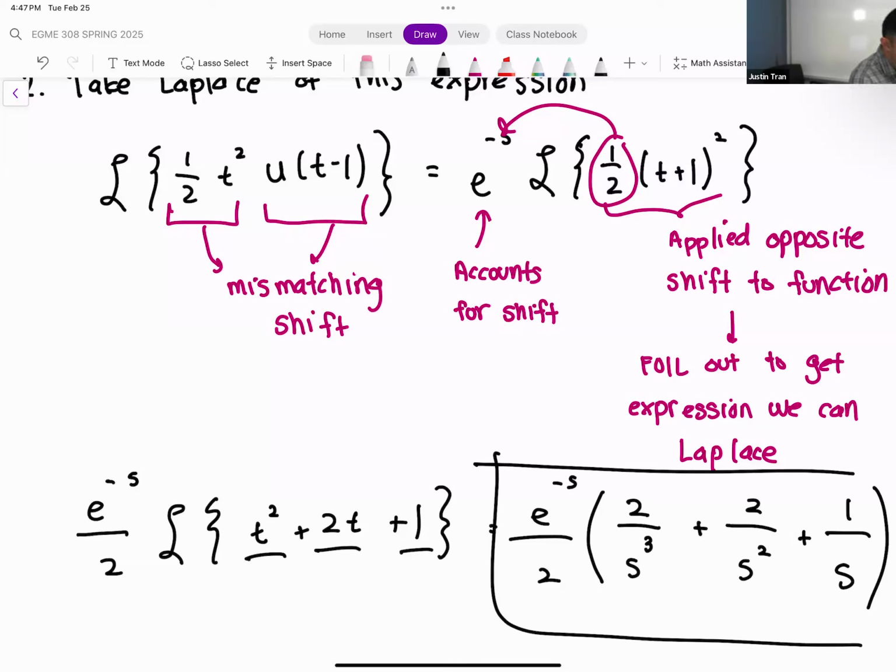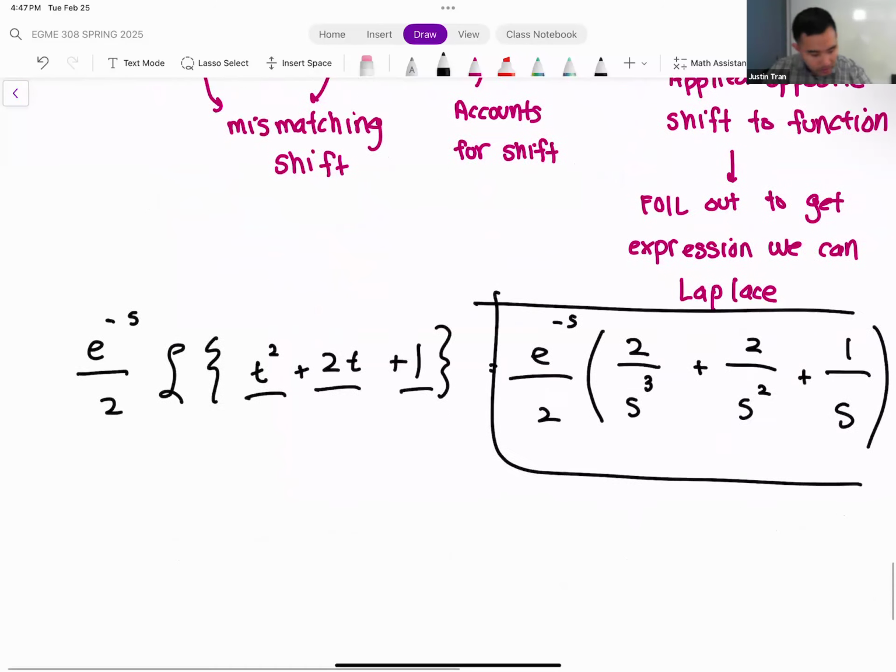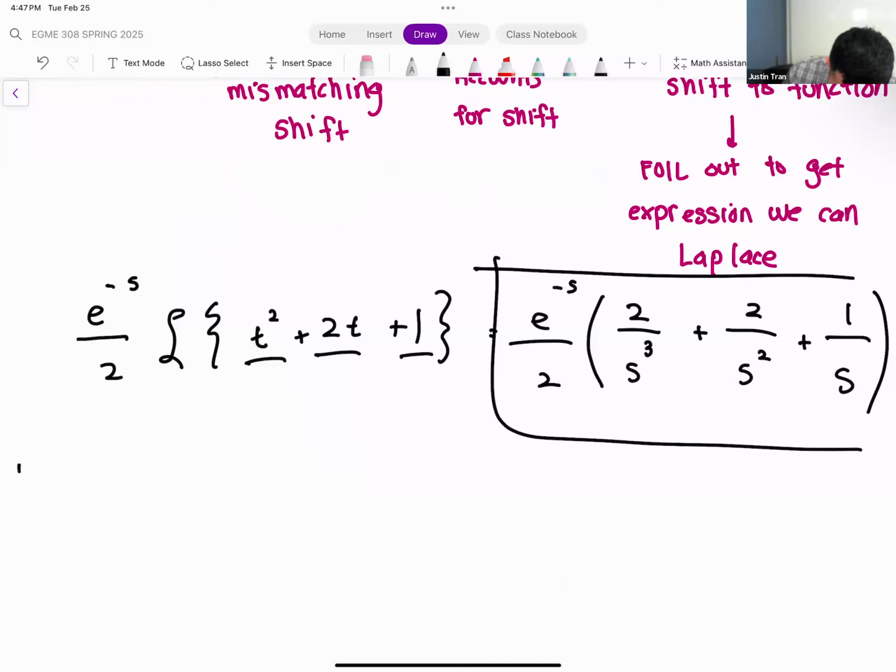Okay. All right, so that's how to apply the second shifting theorem in the forward direction. So that's how you apply it to take the Laplace transform. But eventually, when we solve our ordinary differential equations, we have to go backwards too. We have to be able to take inverse Laplace as well. Okay, so let's do an example of that. So let's take inverse Laplace with the t shift.